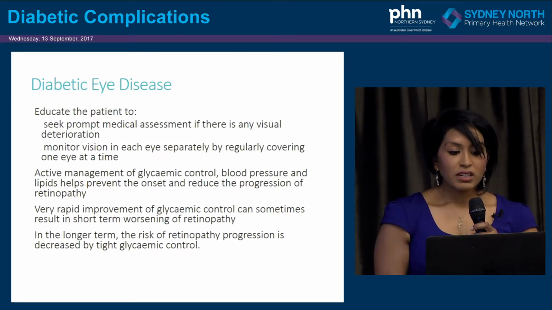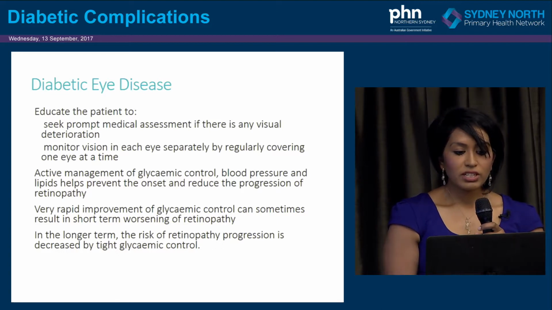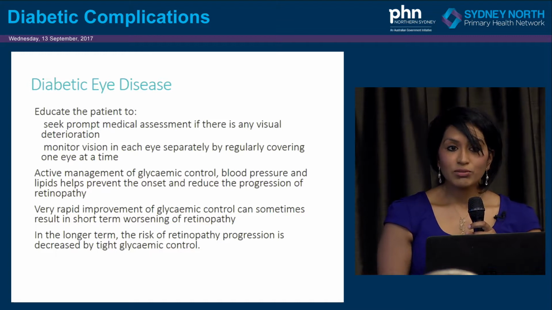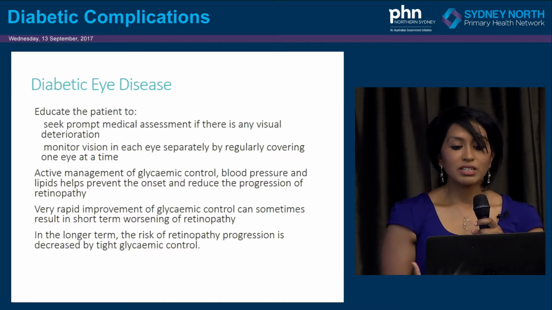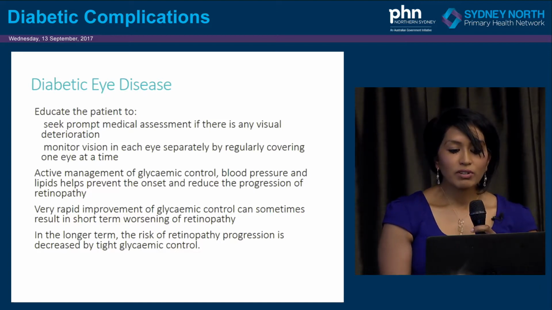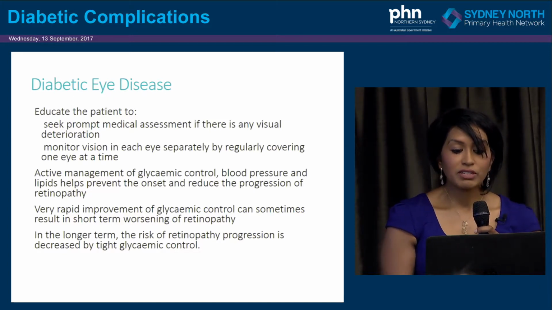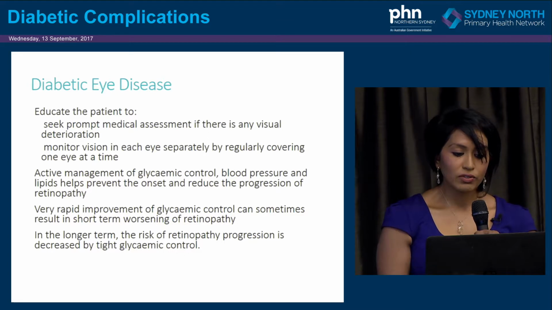So what should you be telling patients about diabetic eye disease? Quite simple education for them would be that if they notice any visual symptoms, to seek attention early, and to be monitoring each eye by covering one eye at a time to keep track of if there is any change. And reinforcing that active management of their sugars, blood pressure and lipids will prevent the onset of retinopathy, but if they have retinopathy, it will reduce the progression of it.